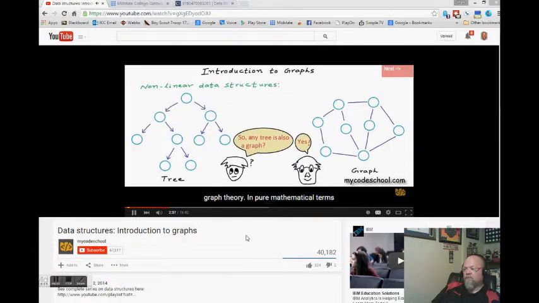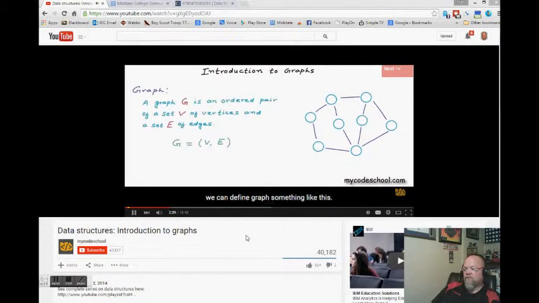In pure mathematical terms, we can define graph something like this. A graph G is an ordered pair of a set V of vertices and a set E of edges. Now I'm using some mathematical jargon here. An ordered pair is just a pair of mathematical objects in which the order of objects in the pair matters. This is how we write and represent an ordered pair. Objects separated by comma put within parentheses. Now because the order here matters, we can say that V is the first object in the pair and E is the second object.